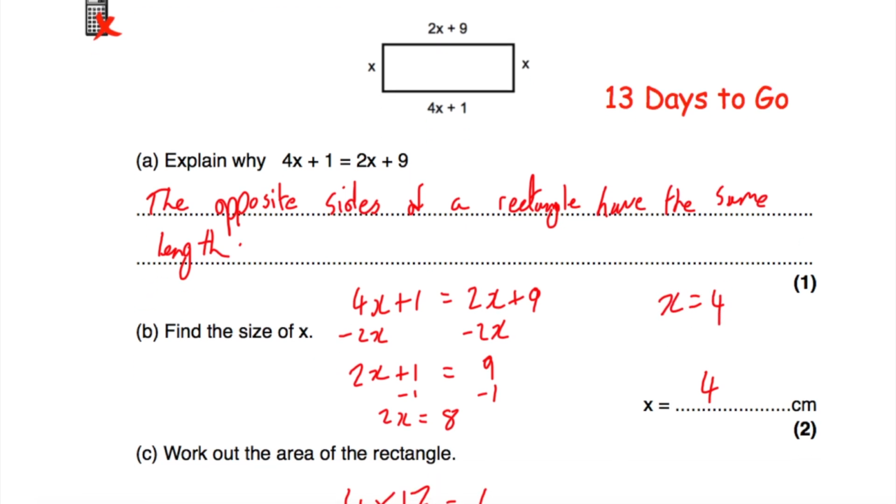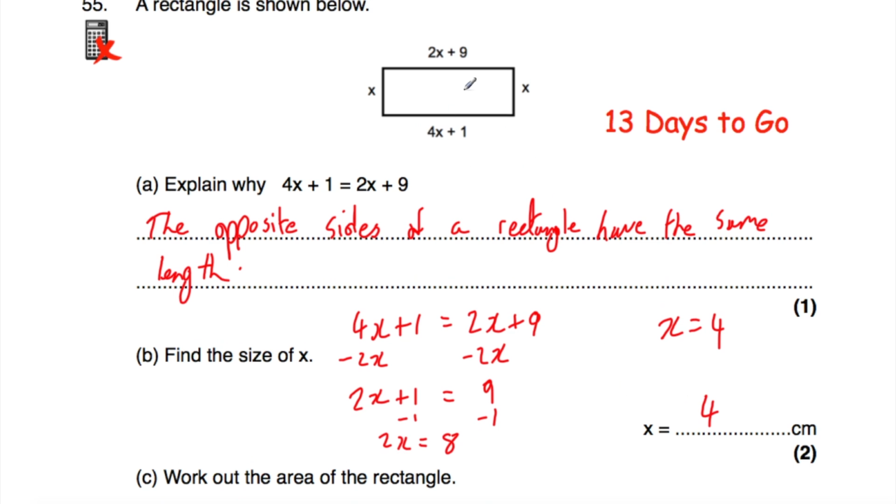Okay, our next part, part C, says find the area of the rectangle. Well, if x is equal to 4, that means the width is 4. And if x is equal to 4, we could do 2 times 4 is 8 plus 9 is 17. So the length of the rectangle is 17. We can actually check that. 4 times 4 is 16 plus 1 is 17. So we've got the length and the width of the rectangle.